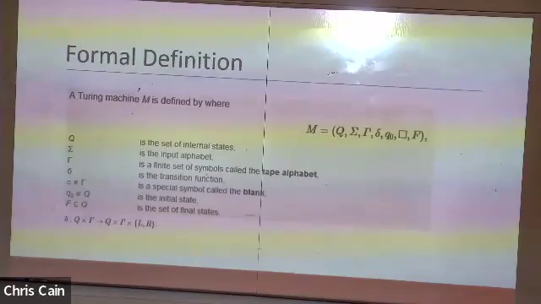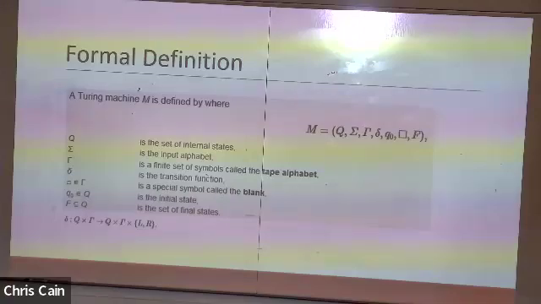We'll look at the formal definition very briefly, lots of symbols on the screen. Let's see if we can figure out what they are. Just like before, we're going to have a set of internal states in the control unit. This is just your Q0, Q1, Q2. We have the input alphabet. This is everything that could exist on the tape prior to the Turing machine beginning.